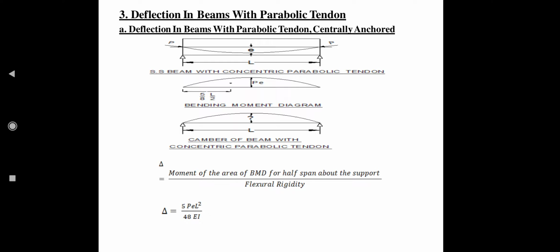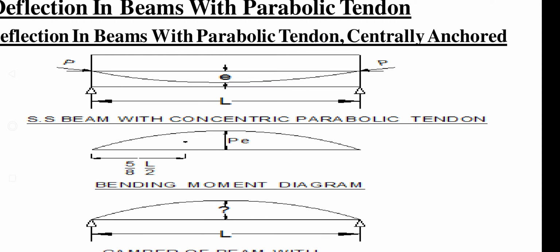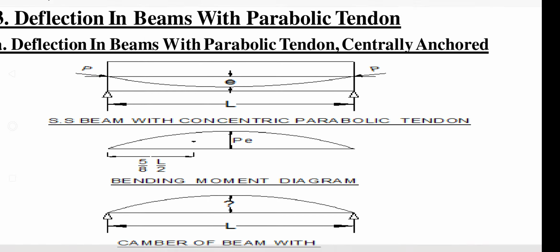Next, let us see deflection in beams with parabolic tendons. Parabolic tendons means the cables are curved cables. So what will be the deflection when a curved cable is provided? Here you can see in this picture a rectangular beam provided with a curved cable which has an eccentricity of 0 at both ends and an eccentricity of E at midspan. For this, the bending moment diagram is this one.